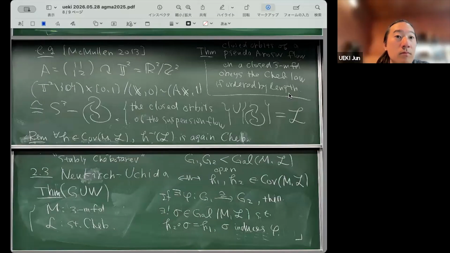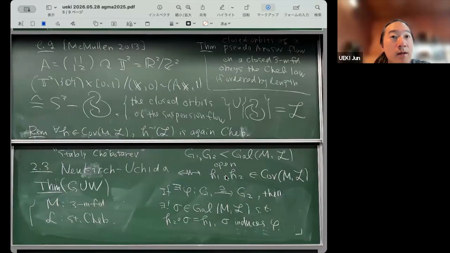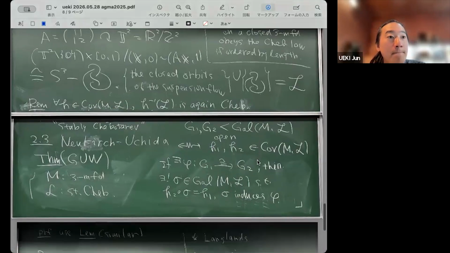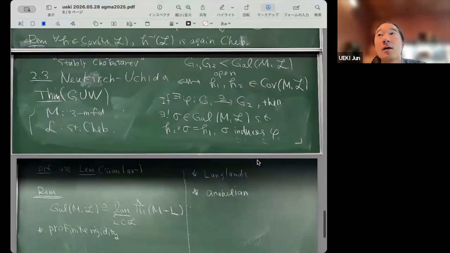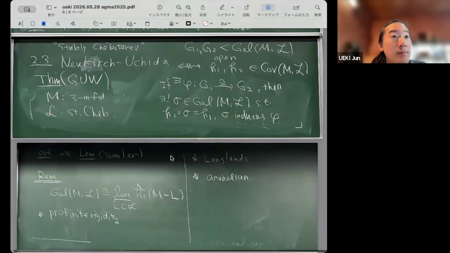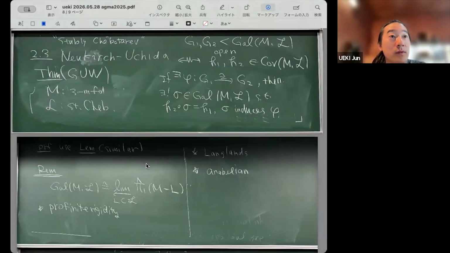This means that if we have an isomorphism of groups, then we have a natural isomorphism between the corresponding coverings. And we have a similar lemma, and that plays a key role.